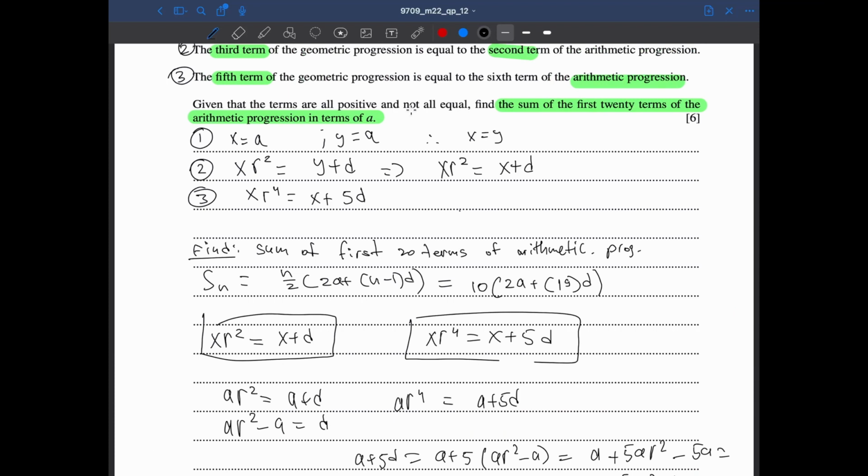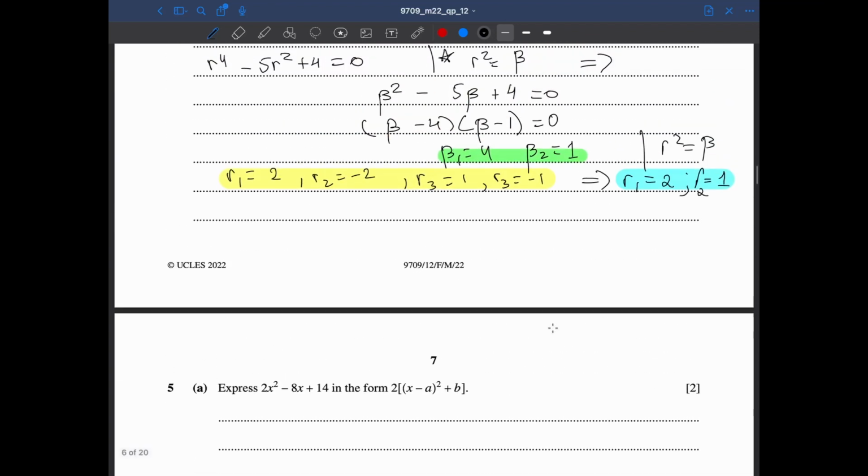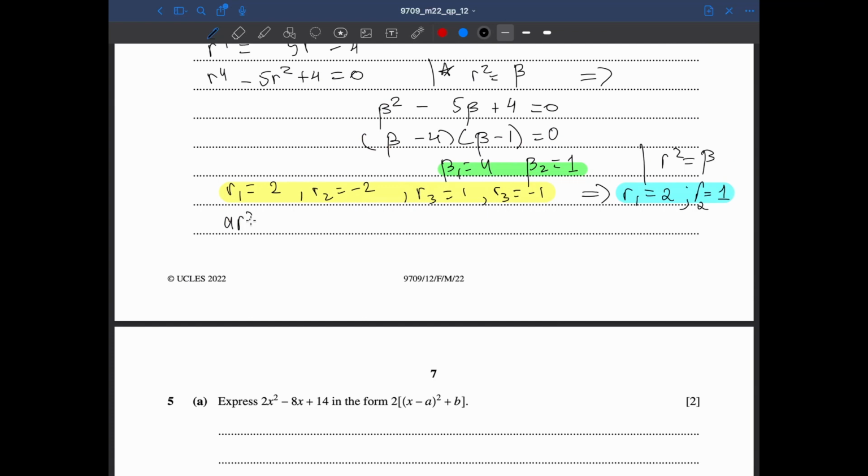So we have ar squared equals a plus d. So ar squared equals a plus d, and we found that r is either 2 or 1. Well, 1 actually shouldn't work because if the ratio is just 1, then every single term of the geometric sequence will be the same thing because we're multiplying by 1 over and over again. So we further simplified it to just r equals 2.